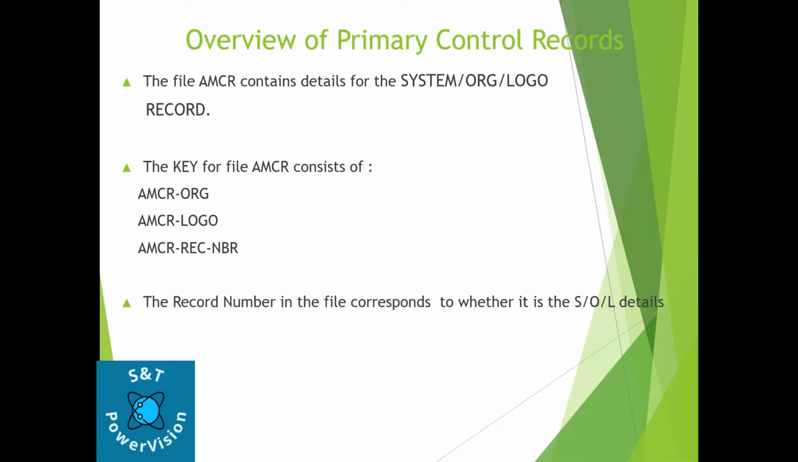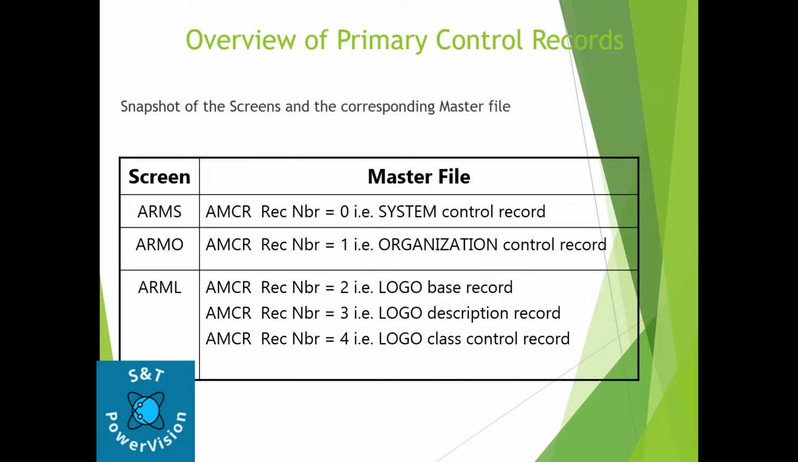Suppose we browse the file through FileNet and enter criteria, it will ask for the record number, like which record number you want. If we select record number 0, it means we are browsing the system control records. If we select record number 1, it means organization control records. After that, record number 2 stands for the logo base, record number 3 for logo description, and record number 4 is the logo class control records.